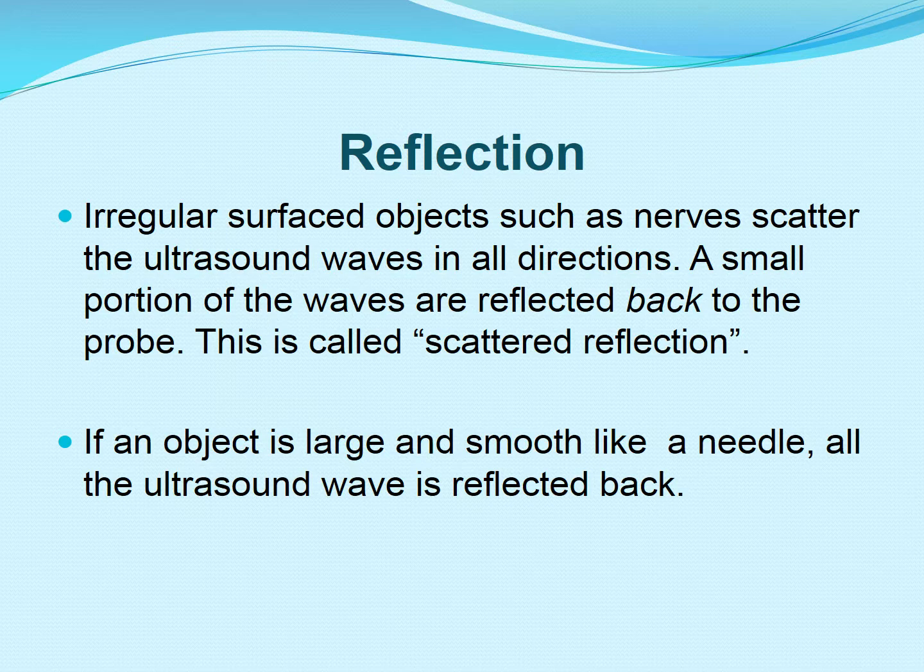A small portion of the waves are reflected back to the probe. This is called scattered reflection. If an object is large and smooth like a needle, the ultrasound wave is reflected back. This is something that you want to see when you're providing vascular access with needle cannulation.